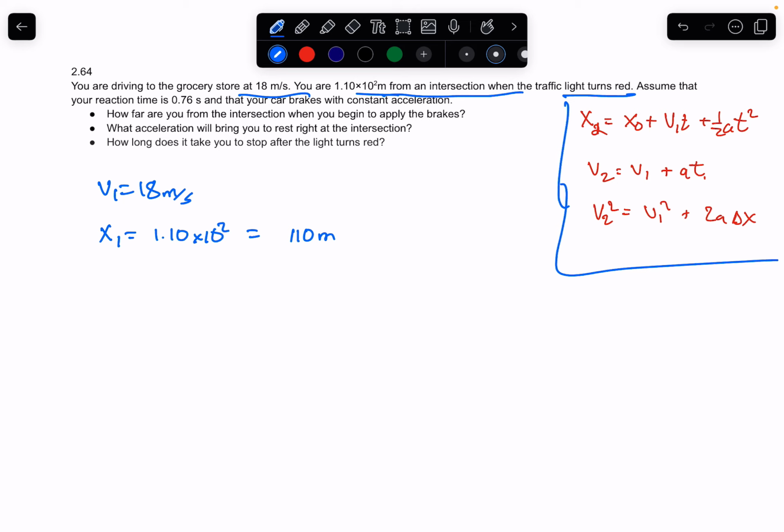And your reaction time is 0.76. All right, these reaction time questions are a little tricky. That means it takes you 0.76 seconds to realize that the light has turned red. Okay, and then you're going to strike the brakes.